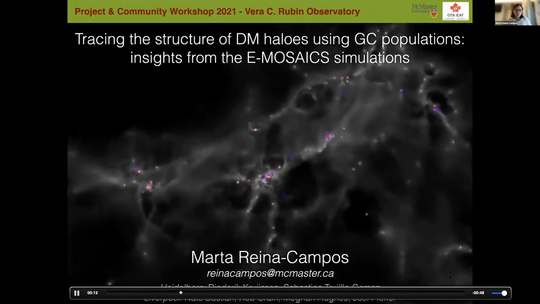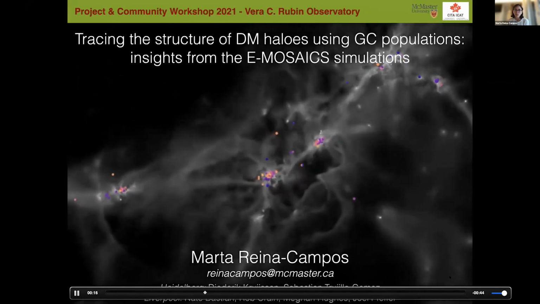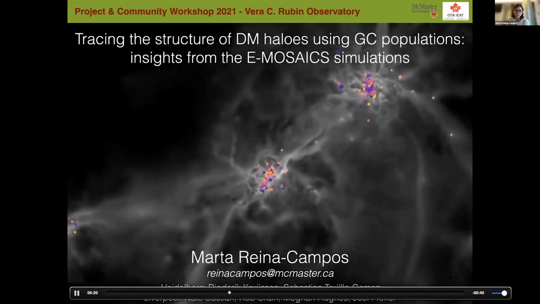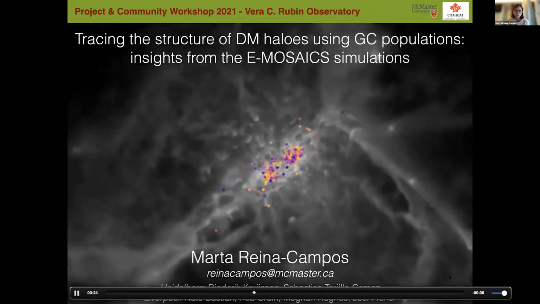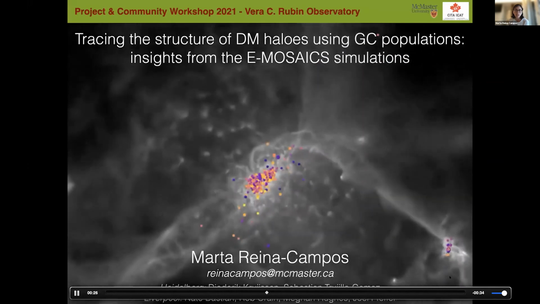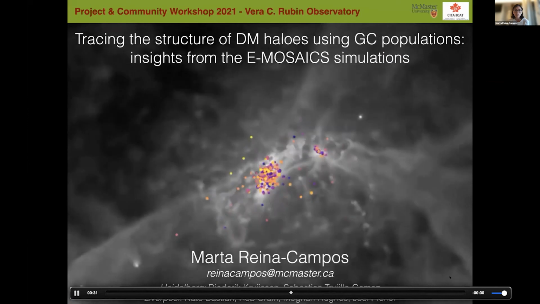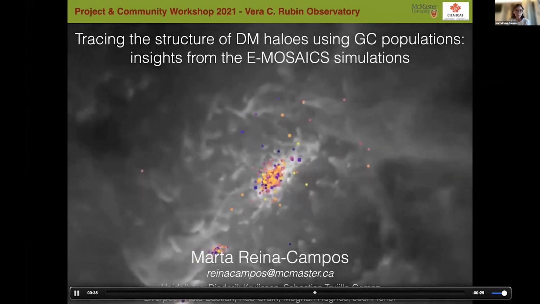And tonight I want to talk about how we can trace the structure of dark matter halos using globular cluster populations, but I'm going to shift away from observations, and instead I'm going to be using the numerical simulations from the eMosaics project, in which we self-consistently describe how stellar cluster populations form and assemble alongside their host galaxies, as you can see in the movie that is playing in the background.